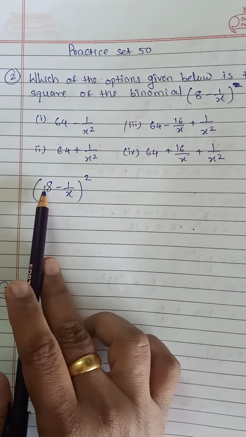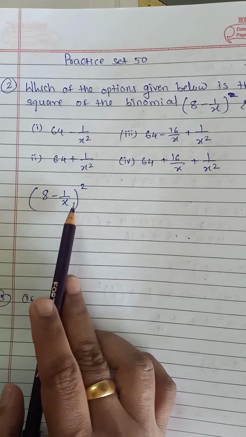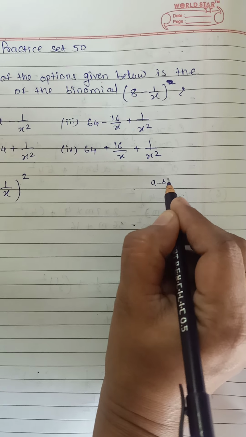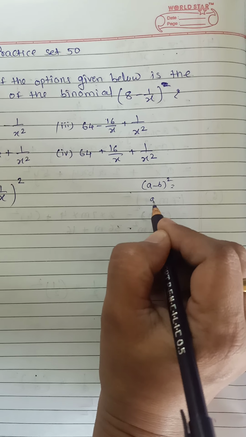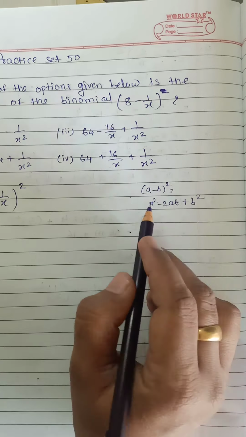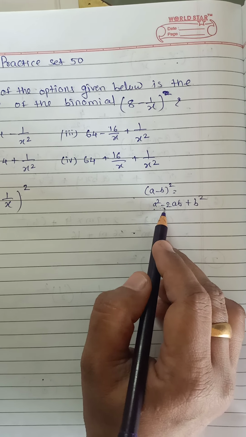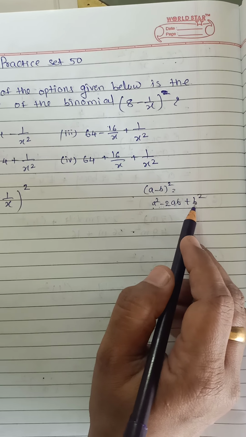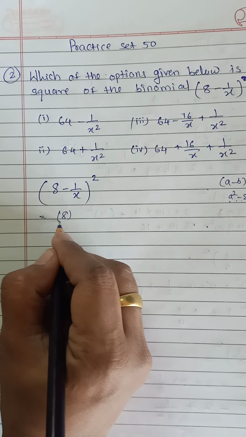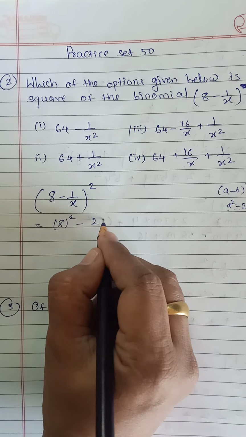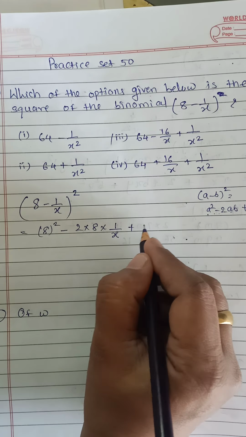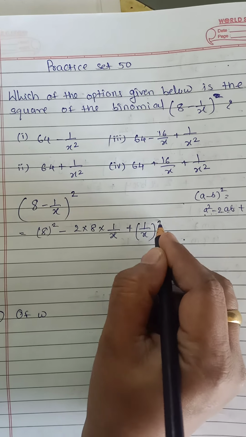For doing the expansion of (x minus 1 upon x) the whole square, we'll use the formula (a minus b) the whole square, that is equal to a square minus 2ab plus b square. That is, first term square minus 2 into first term into second term plus second term square. So we'll do the same thing over here.